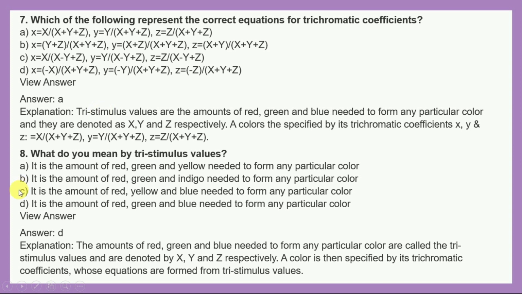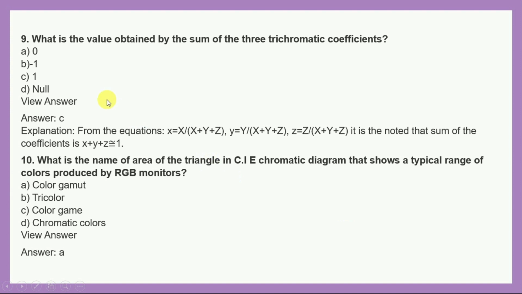And next question, what do you mean by tri-stimulus value? So answer is option D, that is it is the amount of red, green and blue needed to form a particular color. Now what is the value obtained by the sum of the three trichromatic coefficients? So answer is option C, that is 1. Now question, what is the name of the area of the triangle in the CIE chromatic diagram that shows a typical range of color produced by RGB monitors? So answer is color gamut.